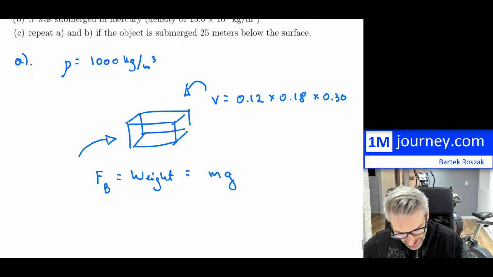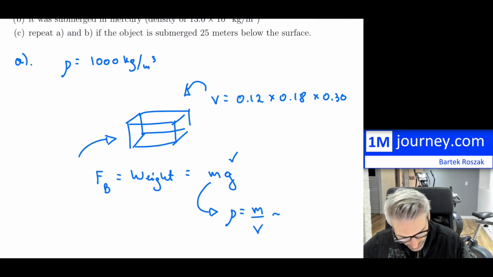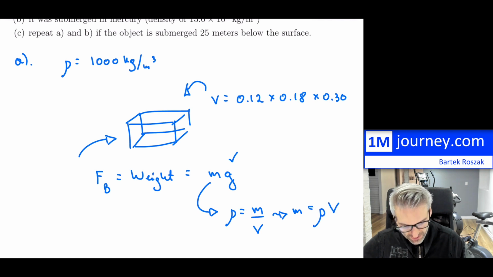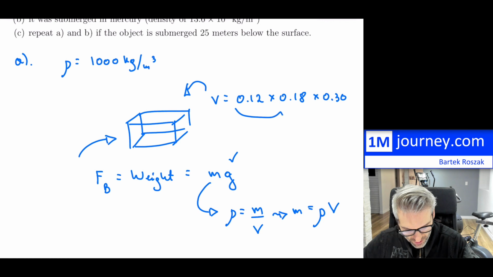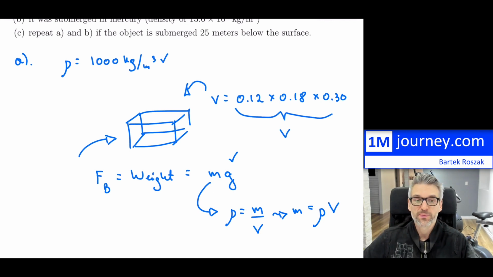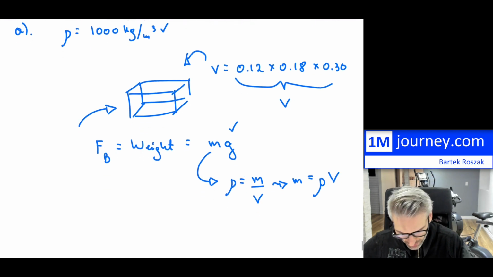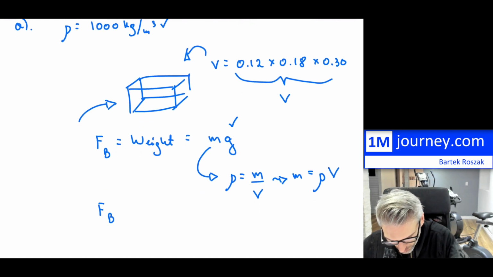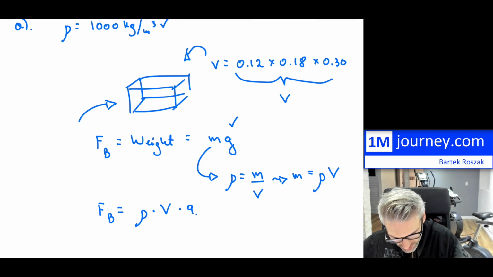Gravity we have, and this is where we're going to need the density, because density is equal to mass over volume. So we can get the mass by taking the density and multiplying it by the volume. The volume is over here, and the density is just water. Once I have all of this, my buoyant force is going to be the density multiplied by the volume and multiplied by gravity, which is simply 9.8.